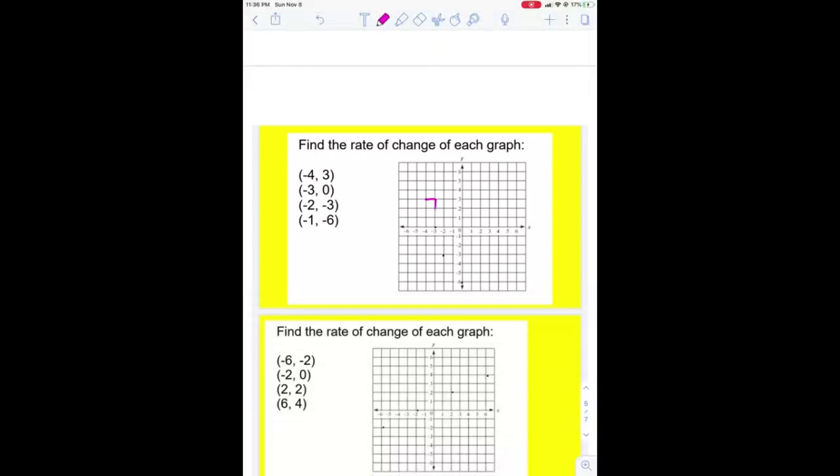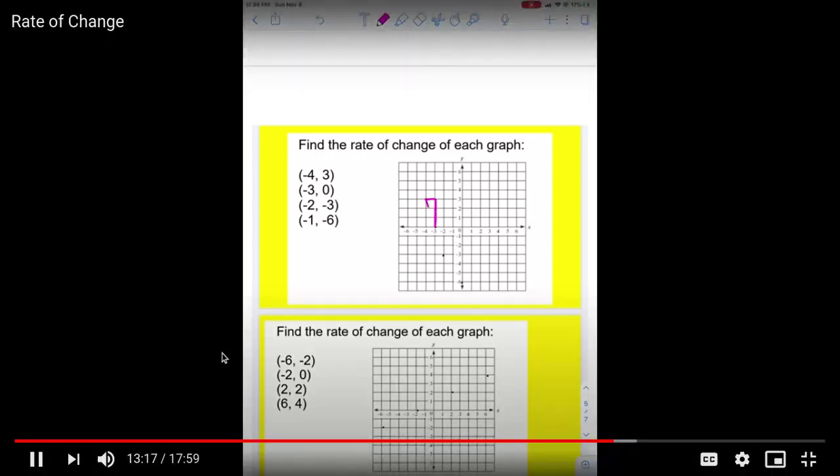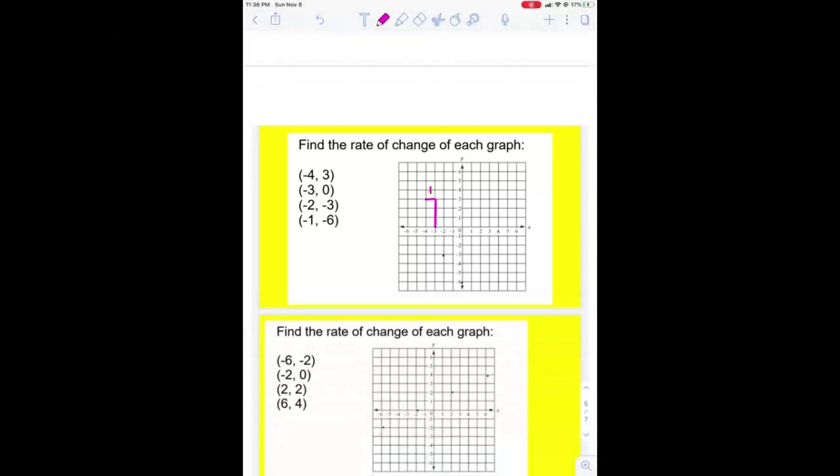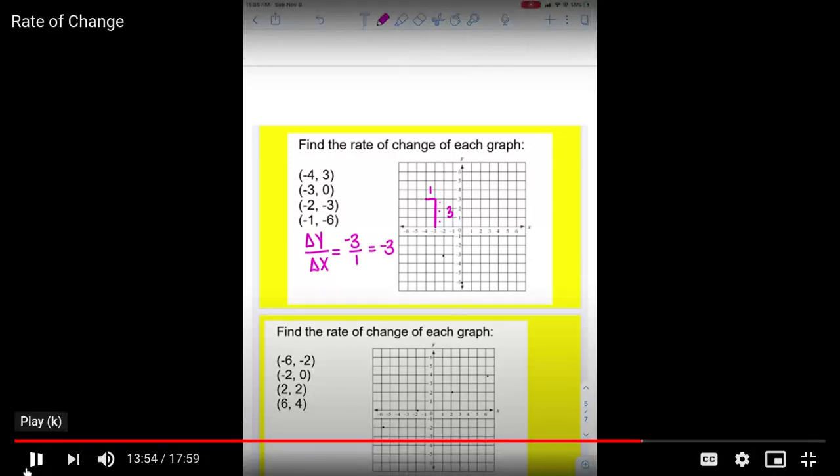So we see that my run is going to be 1 right here. And I tried to draw this whole line, but on my iPad it just came out crooked and kind of messy. So my run is 1, and my rise is 3. So I have my change in y over my change in x, which is 3 over 1, and that equals 3.